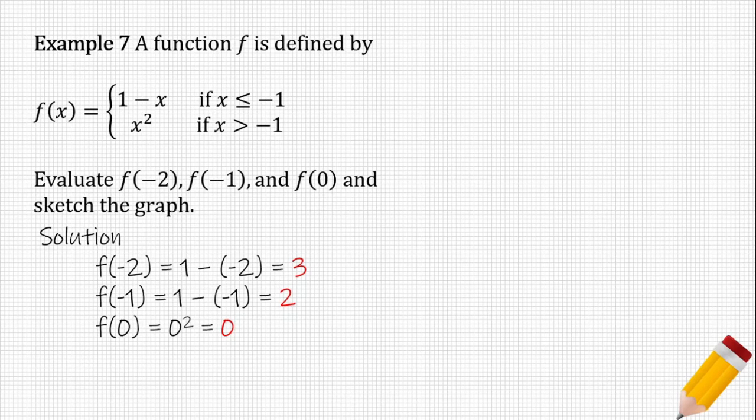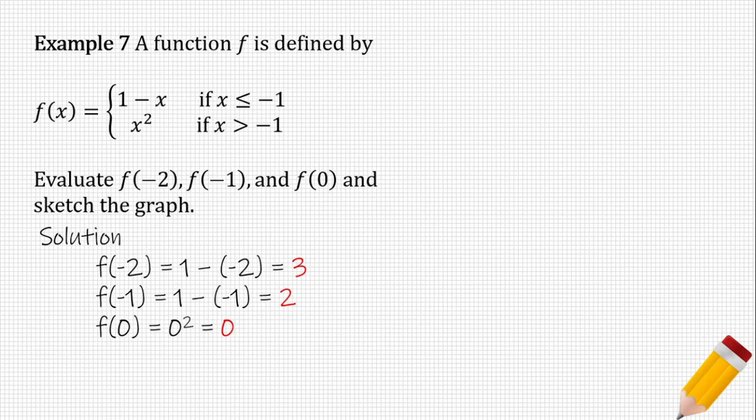How do we draw the graph of f? We observe that if x is less than or equal to −1, then f(x) = 1 − x, so the part of the graph of f that lies to the left of the vertical line x = −1 must coincide with the line y = 1 − x, which has a slope of −1 and y-intercept of 1.